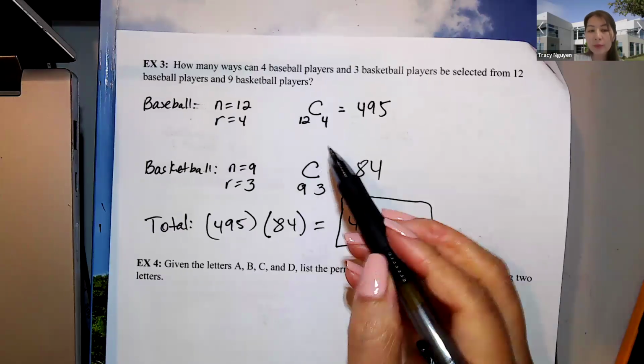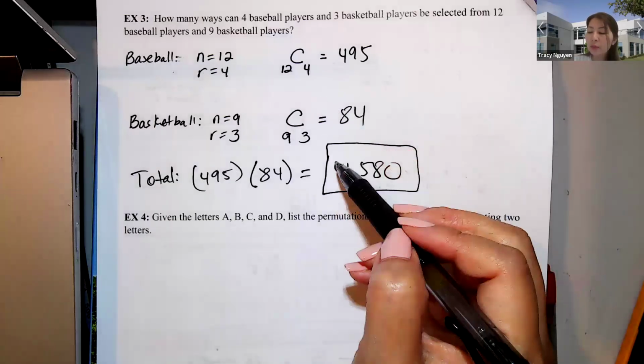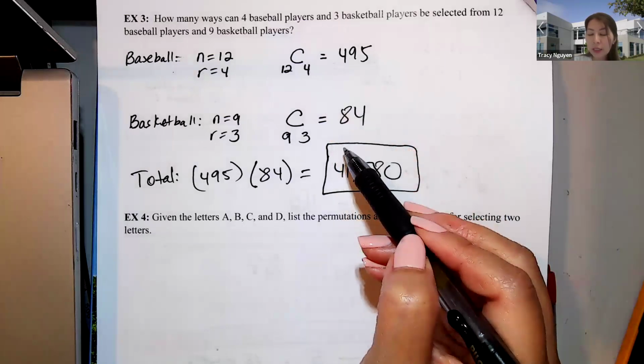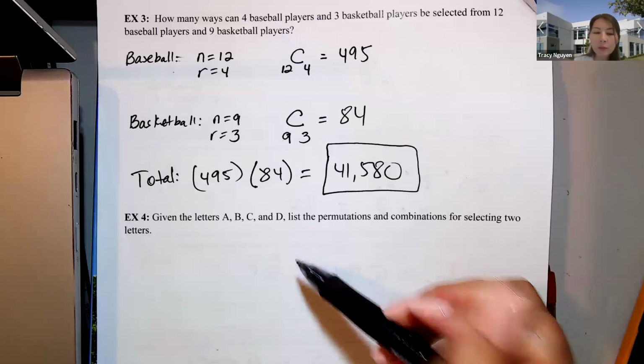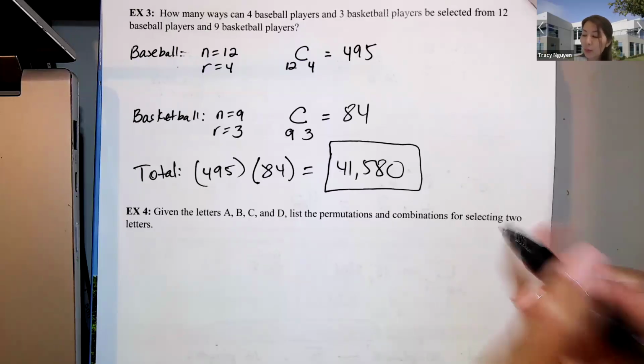So what's the takeaway for this example? Whenever you have 2 categories, you find the total of the first category, you find the total of the second category, then you multiply them together. And we have one last problem to help you understand the difference between combination and permutation. Given the letters A, B, C, and D, list the permutations and combinations for selecting 2 letters.